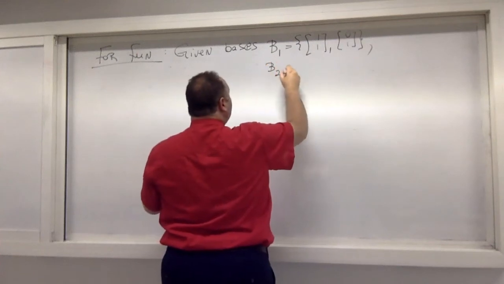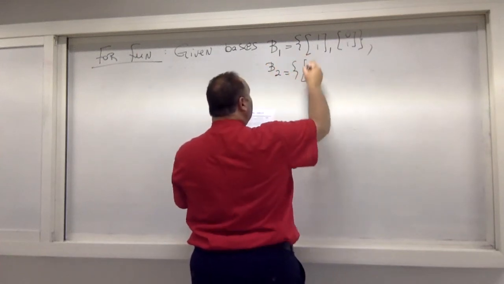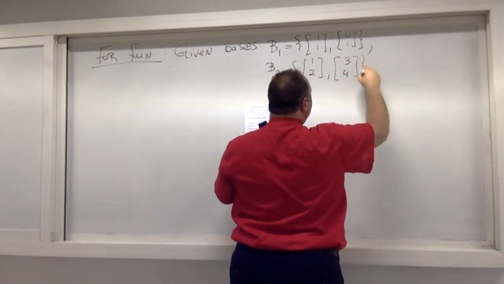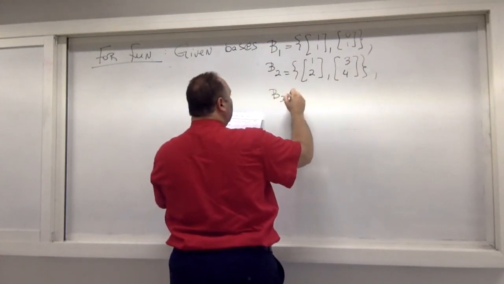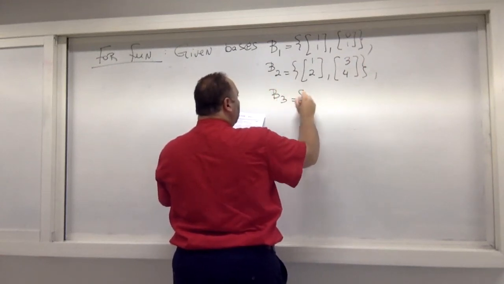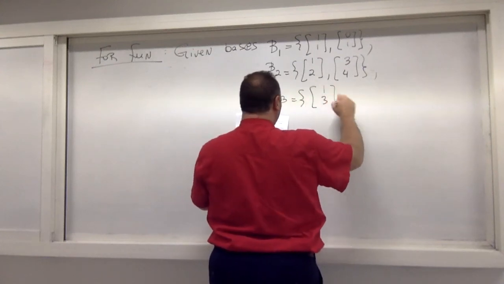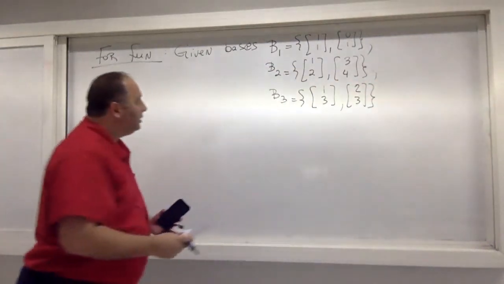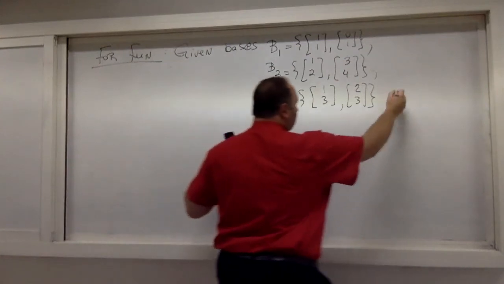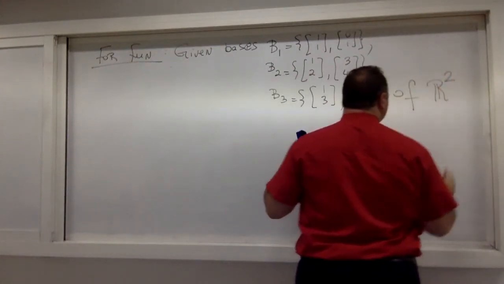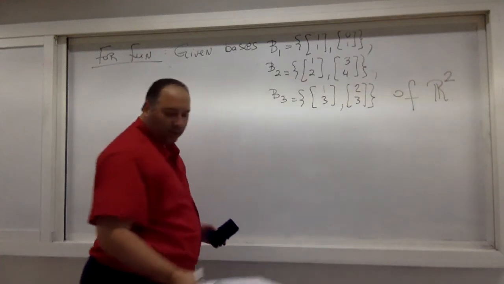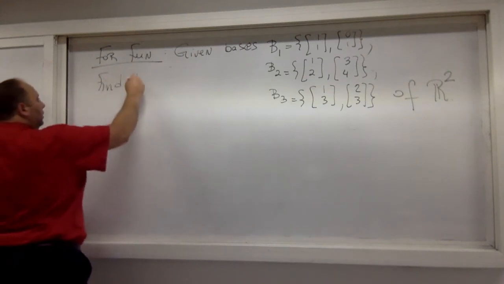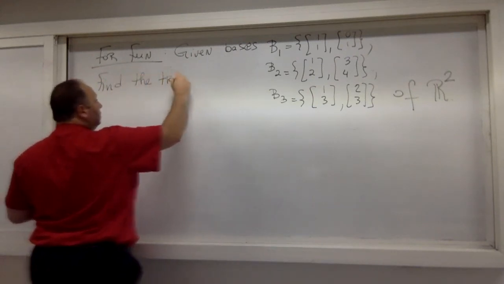B1, B2, value, 1, 2, 3, whoa, somebody was creative. So this is B3, 1, 3, 2, 3, whoa. Okay, so these are 3 bases of R2. Cool. So what I want now is the transition matrix from one basis to another. So find the transition matrices.